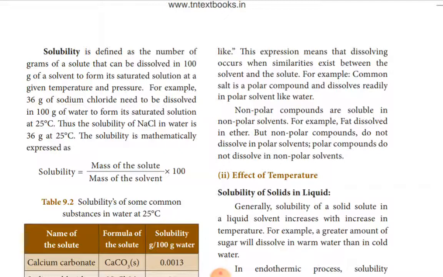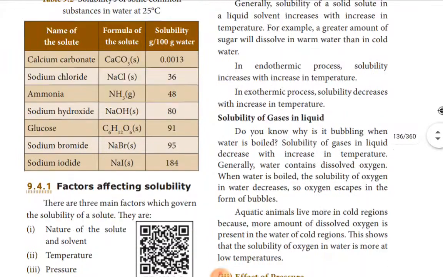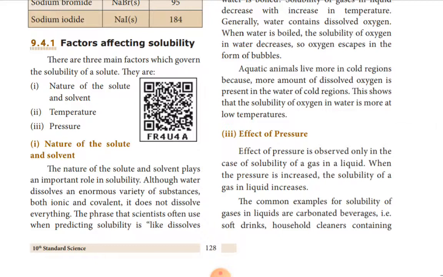For example, fat dissolves in ether. But non-polar compounds do not dissolve in polar solvent, and polar compounds do not dissolve in non-polar solvent. So listen boys, first take this nature of solid and solvent. Normally ionic compounds are soluble in water because water is a universal solvent. So most of the substances are soluble. Ionic and some covalent compounds are also soluble in water. So water is a universal solvent.